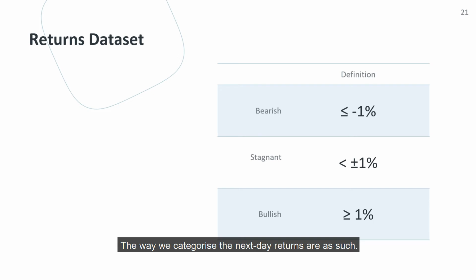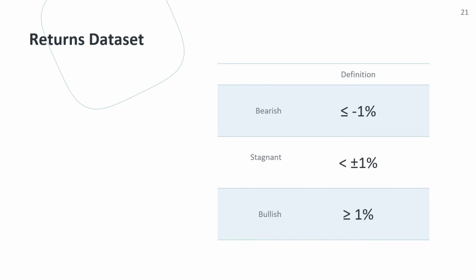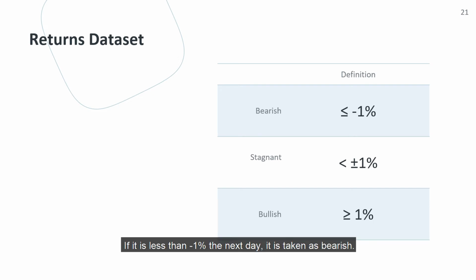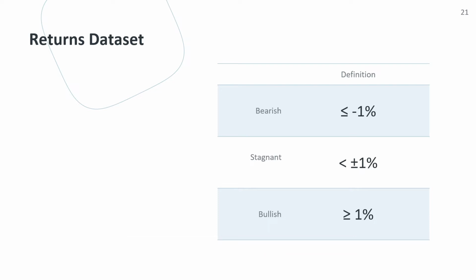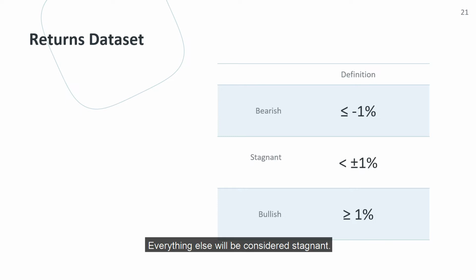The way we categorize the next day returns are as such. If it is less than -1% the next day, it is taken as bearish. If it's more than 1% the next day, it is taken as bullish. Everything else will be considered stagnant.